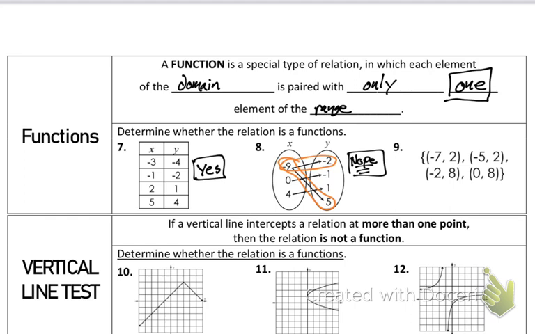Okay, my next one, we have -7 going to 2. We got -5 going to 2. It's still a function. Why is it still a function? It's 1y going to 2 x's. Oh, did I say anything about every y has to go to 1x, or did I say every x has to go to 1y? Every x has to go to 1y. Does -7 go anywhere else besides 2? Does -5 go anywhere besides 2? No. Does -2 go anywhere besides 8? Does 0 go anywhere besides 8? This is a function.